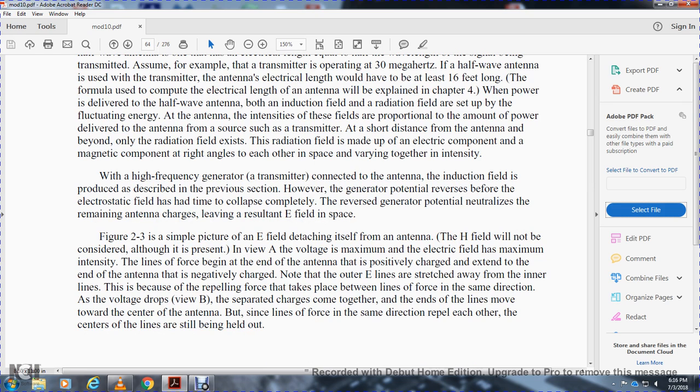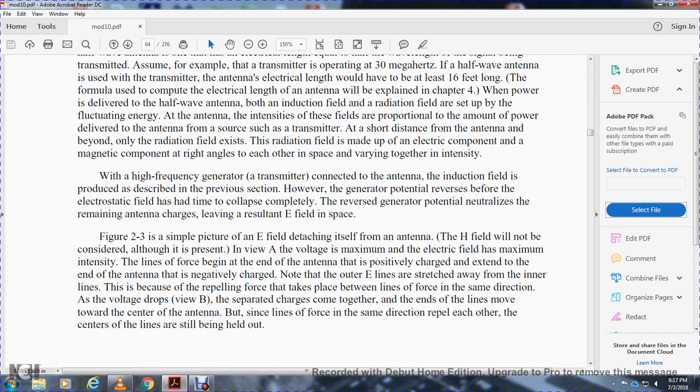With a high-frequency generator transmitter connected to the antenna, the induction field is produced as described in the previous section. However, the generator potential reverses before the electrostatic field has time to collapse. The completely reversed generator potential even neutralizes the remaining antenna charge, leaving the resultant electric field in space. A simple picture: the electric field detaching itself from the antenna. That magnetic field will not be conserved.